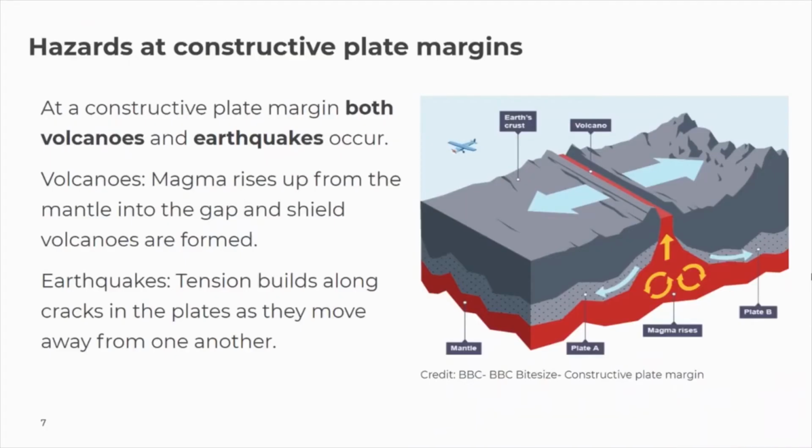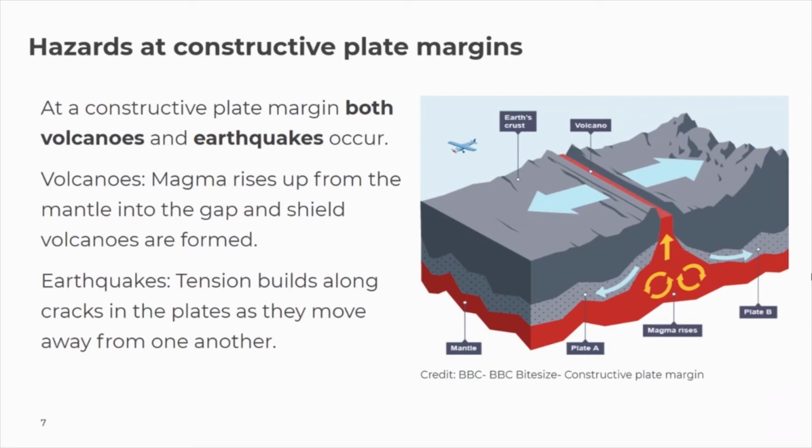Okay, so now we've had a look at what a constructive plate margin looks like and what is happening on it. We now need to think about why this creates a hazard for a human being. Why is it that actually we would consider an area that was near a constructive plate margin to be vulnerable to hazard risk? Now, the first thing that is important is that actually both volcanoes and earthquakes occur on this plate margin. Now, the volcanoes tend to be the more serious hazard, but there are some earthquakes as well.